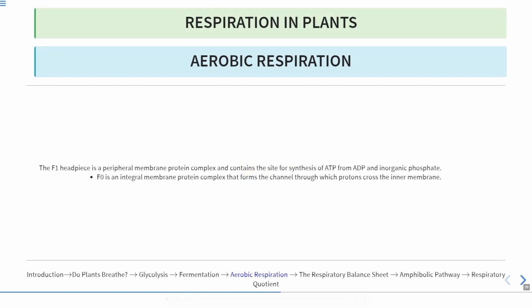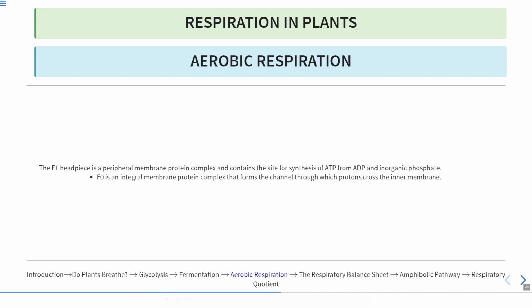The F1 headpiece is a peripheral membrane protein complex and contains the site of synthesis of ATP from ADP and inorganic phosphate. So this ATP synthase has two parts. F0 is embedded in the membrane, it is a membrane protein, and F1 protrudes out and is present in the matrix region. So the F1 headpiece is more important. It is a peripheral membrane protein complex, and it contains the site of synthesis of ATP.